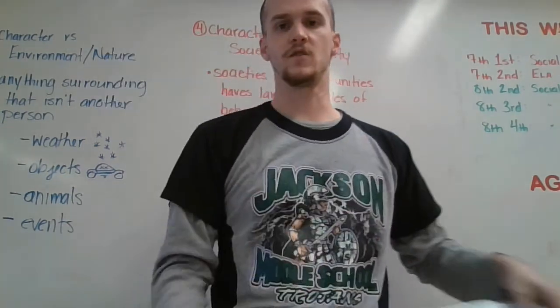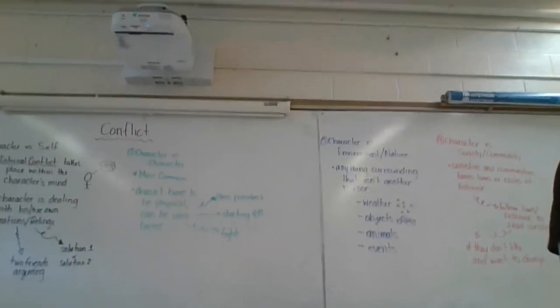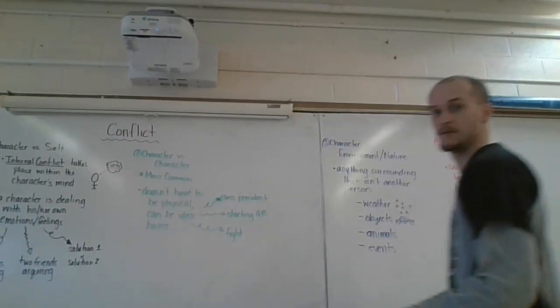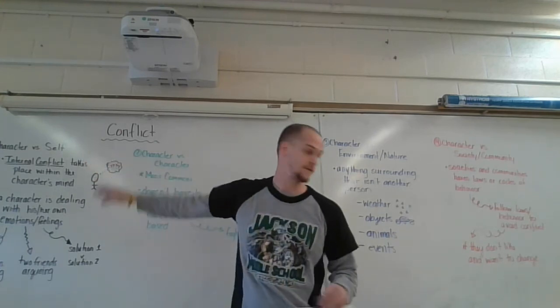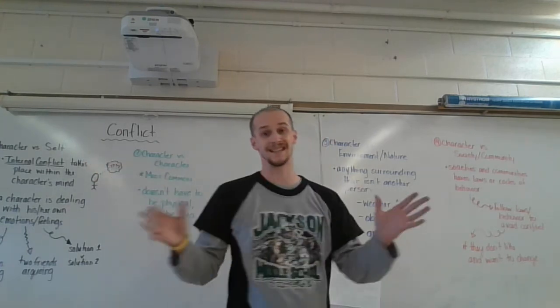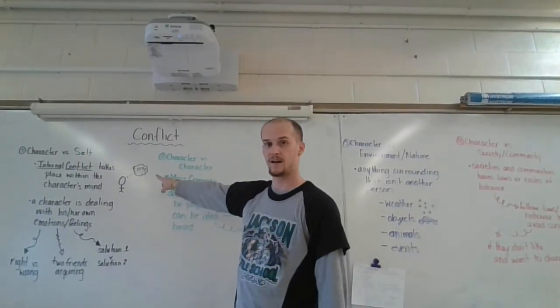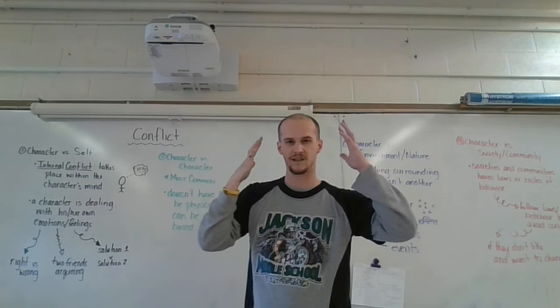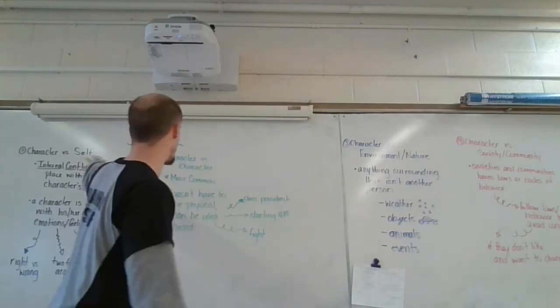Now, what you have here are the 4 different types of conflict. Now, I discussed that character versus self is internal because you can't see it, right? You can't see a character in their own mind arguing with themselves. It's not visual. It's not something that everybody can look and see. So that's an internal conflict.